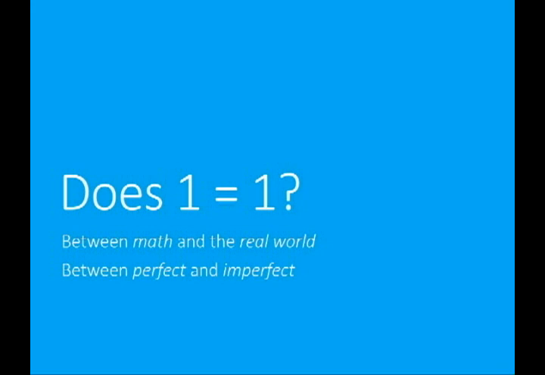Hello. So I've been thinking about how the math or perfect world interacts with the real or imperfect world, as I like to call it, to create the fundamental principles of science, and how that can be demonstrated through such a simple example as 1 equals 1.